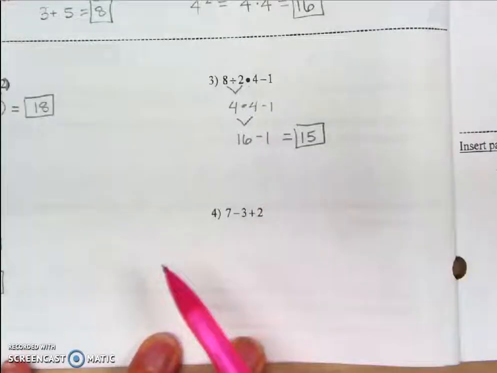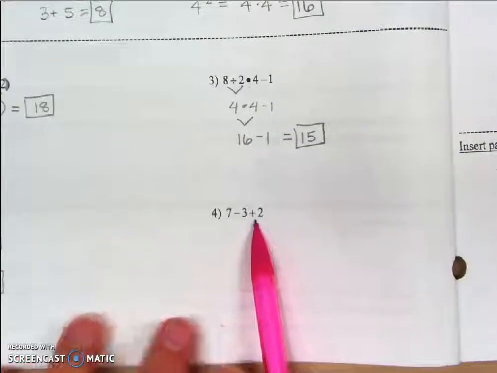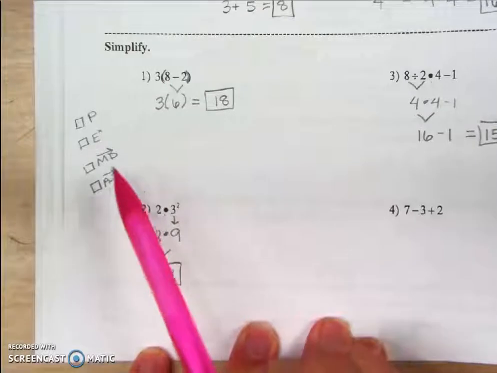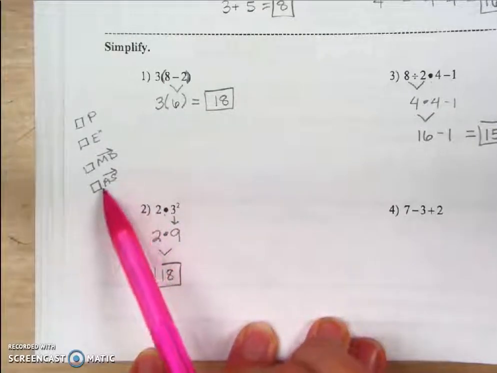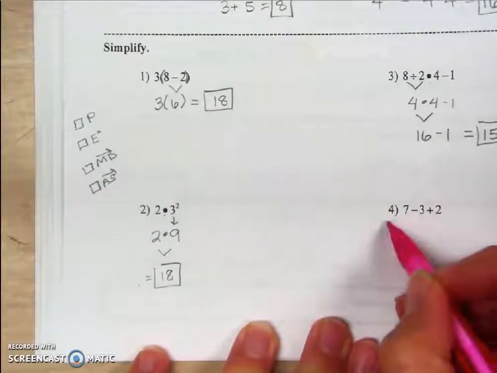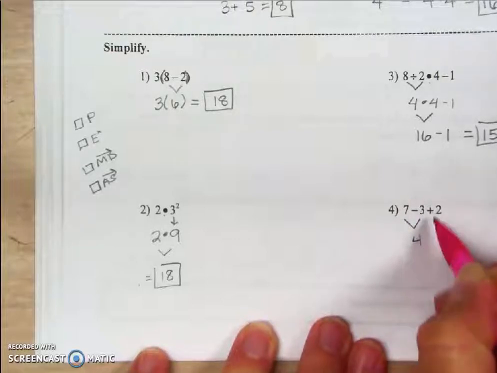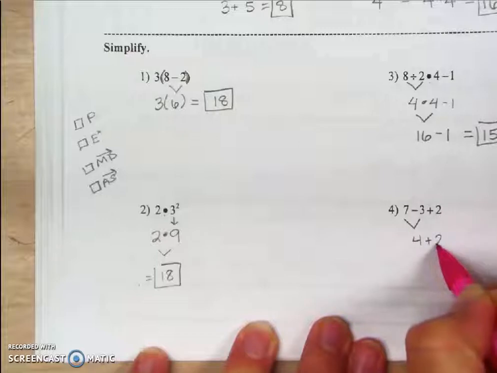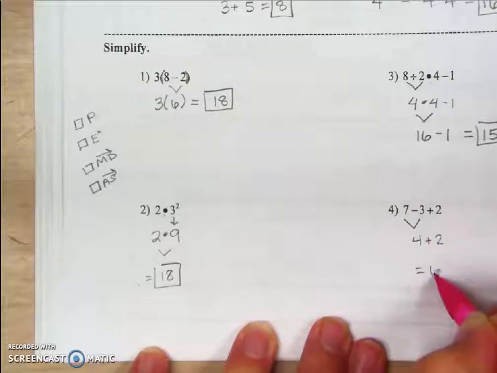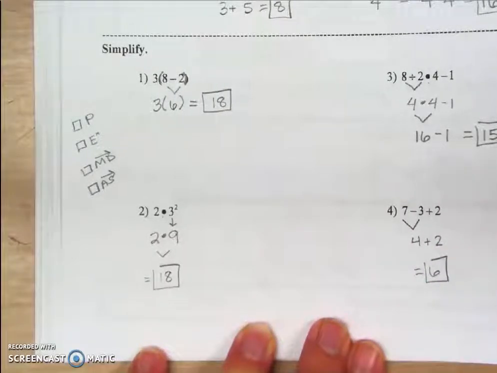Let's look at our next one. I have subtraction and I have addition. In our order, it says subtraction and addition is left to right. So I'm going to perform it as I see it, left to right. 7 minus 3 is 4. Bring down the plus, bring down the 2, and 4 plus 2 is 6. So that's how we get the correct answer.